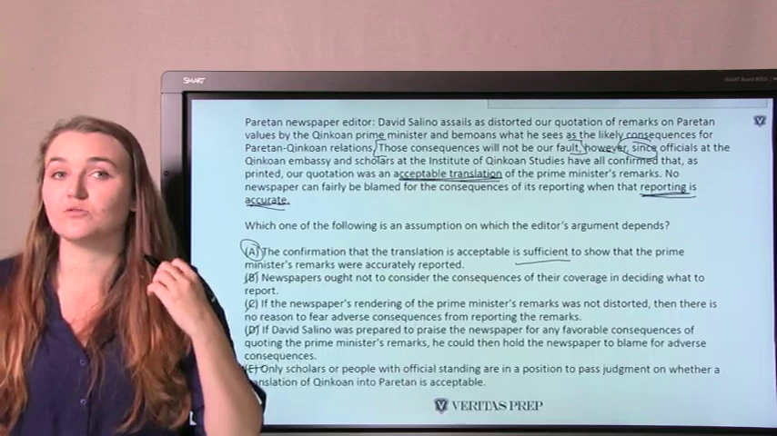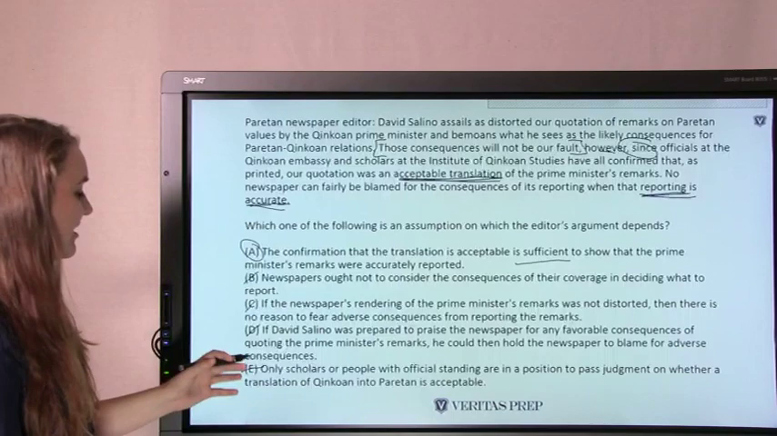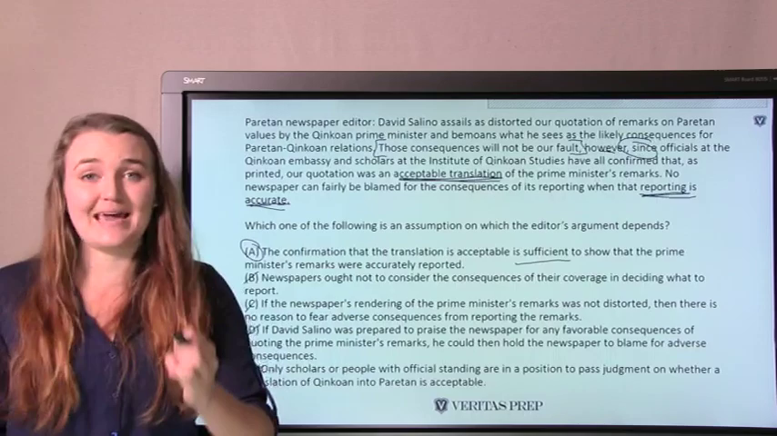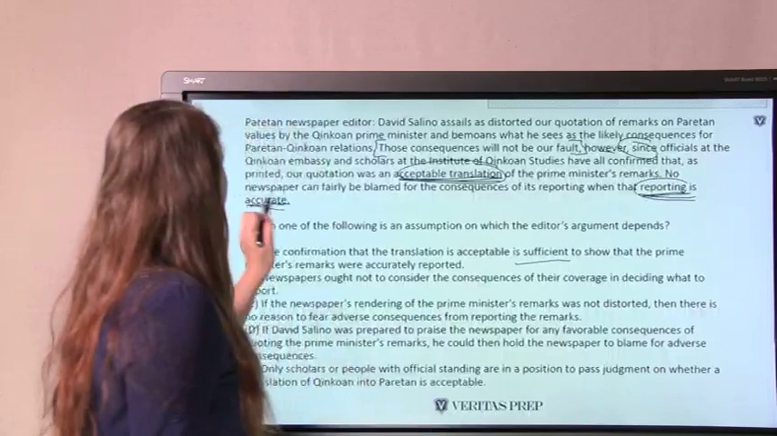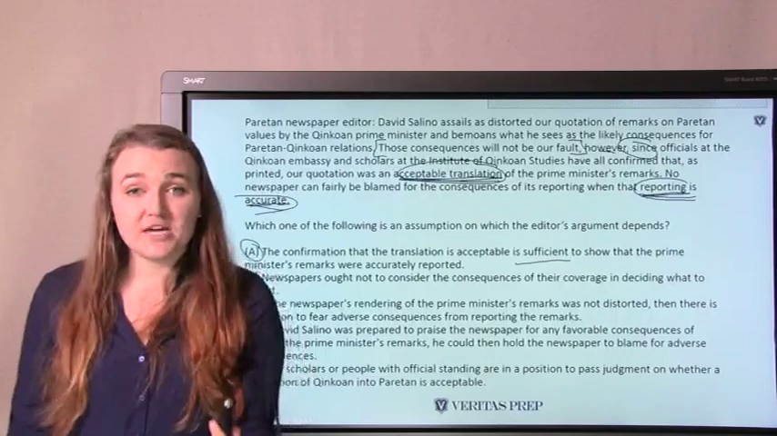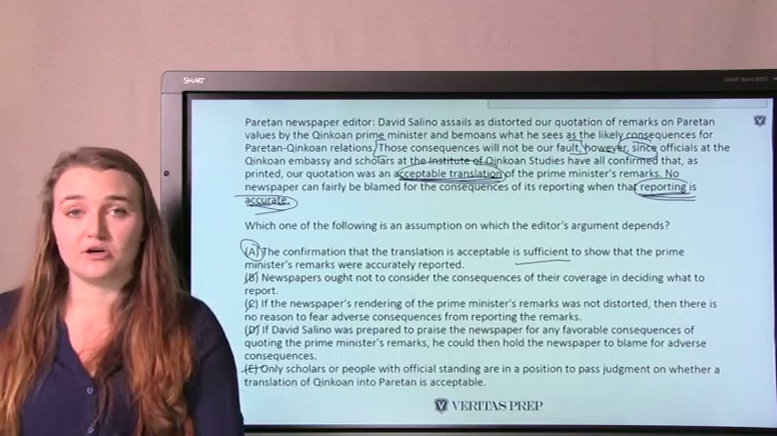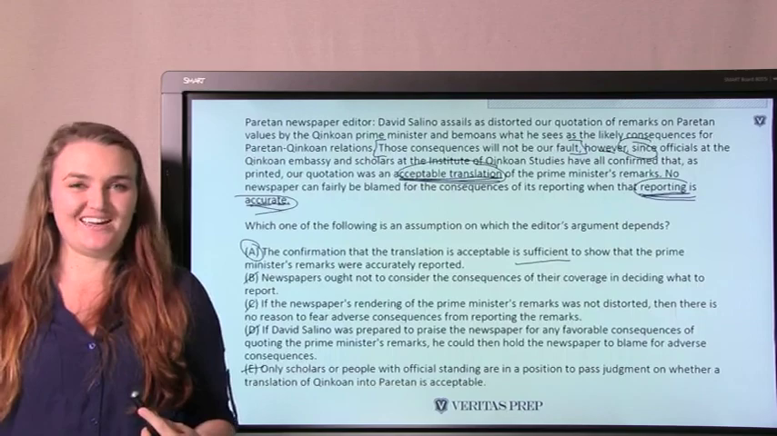And on that note as well, if we look at this, whether or not only scholars or people with official standing are in this position, if it's not only scholars or people in official standing, that doesn't change the existing gap between acceptable translation and accurate reporting, right? And that's what we're trying to address here. So again, it could be true, it could be false, and it doesn't impact the validity of our argument, right? And if it could be true and it could be false and it doesn't distinctly make or break my argument, it's not an assumption.